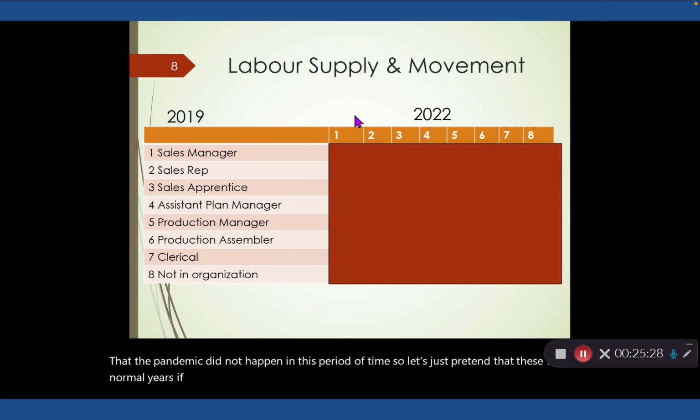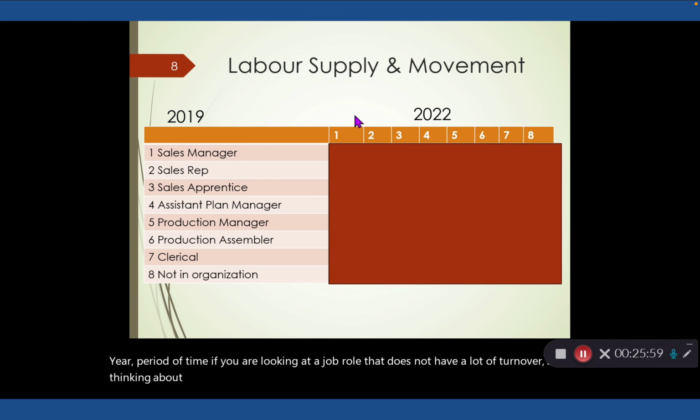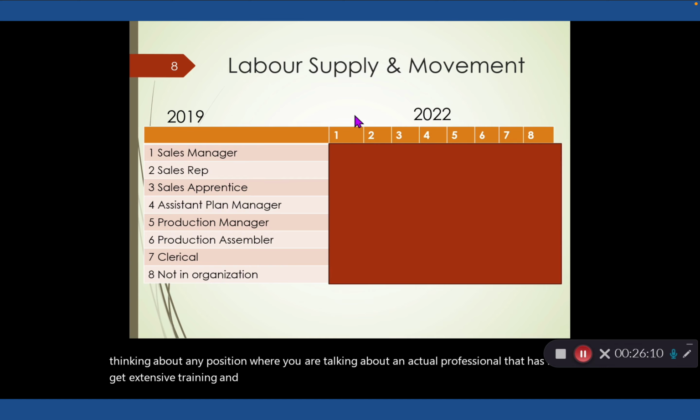If you are in an industry or you're trying to track the movement of job roles that are very volatile, meaning there's a lot of turnover, then you probably are not going to want to use a 3-year time period because that's too long. You might want to say instead, I know there's a lot of turnover in this position. Let's use a 1-year period of time. If you are looking at a job role that does not have a lot of turnover, so thinking about any position where you are talking about an actual professional that has had to get extensive training and certification, there typically is not going to be a lot of turnover.